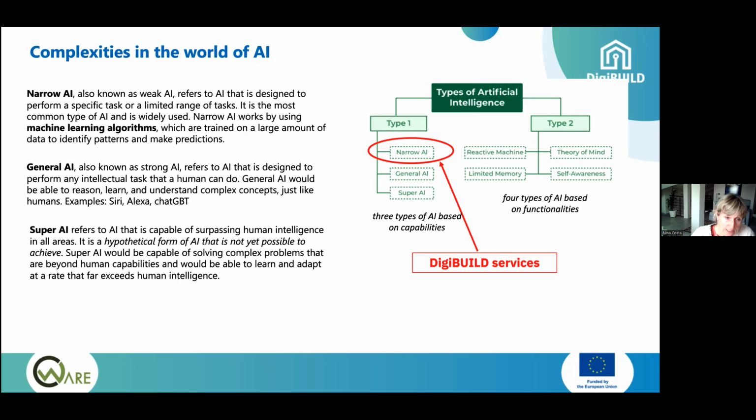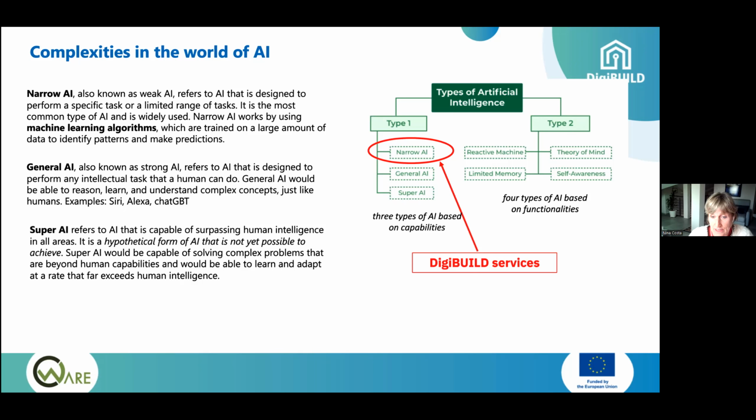General artificial intelligence is also known as strong artificial intelligence, and that's designed to perform tasks that humans can do. And we know that already through our usage of technologies like Siri on the iPhone, Alexa, or ChatGPT.